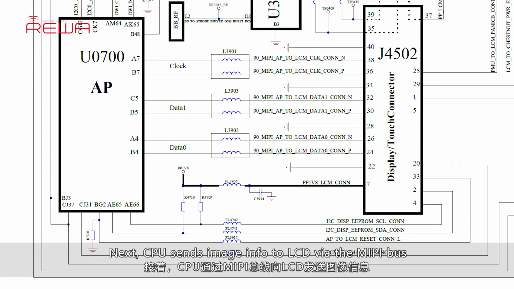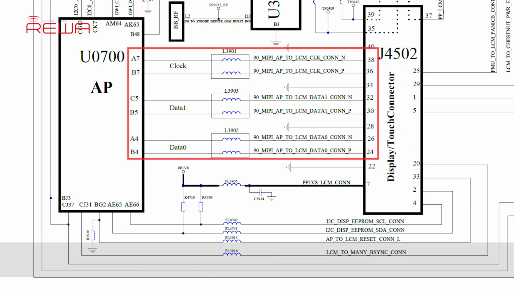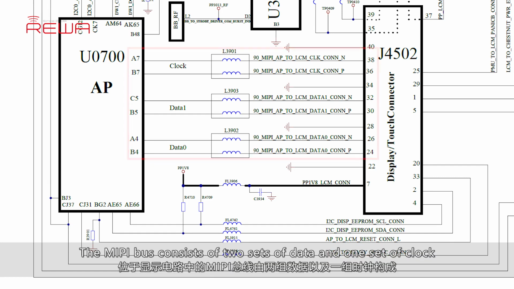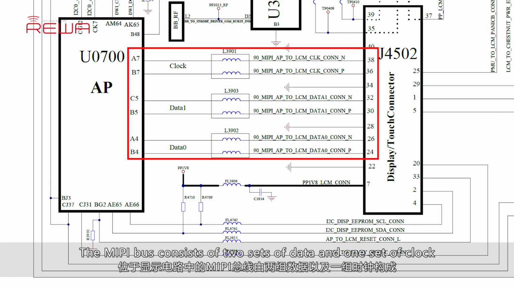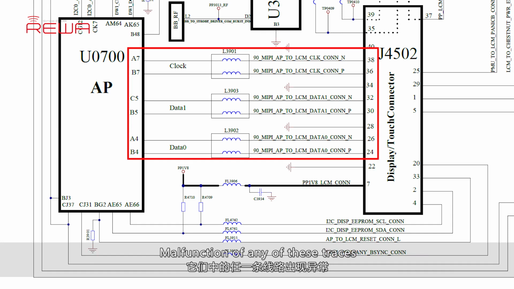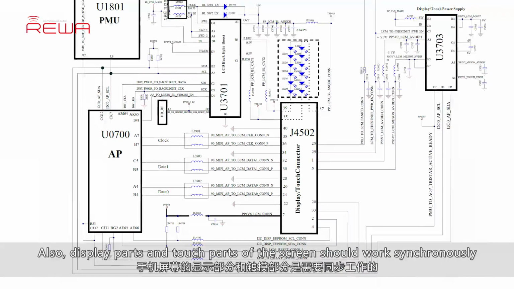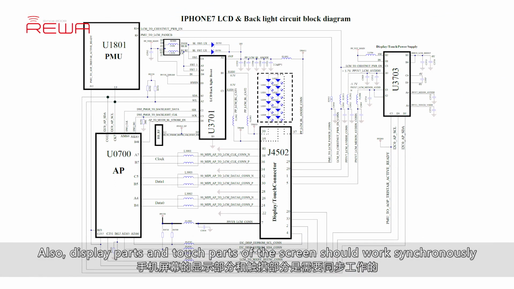Next, CPU sends image info to LCD via the MIPI bus. The MIPI bus consists of two sets of data and one set of clock. Malfunction of any of these traces can result in abnormal LCD display of the phone. Also, display parts and touch parts of the screen should work synchronously.